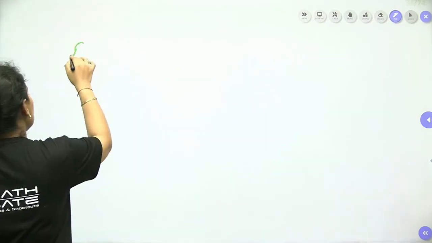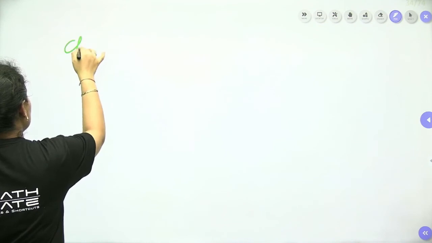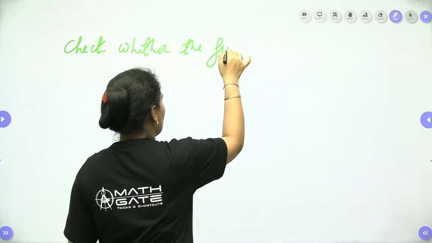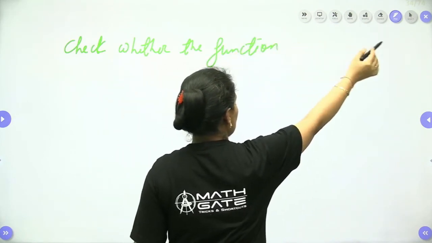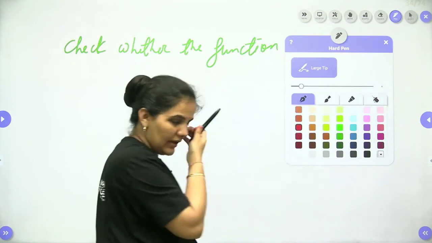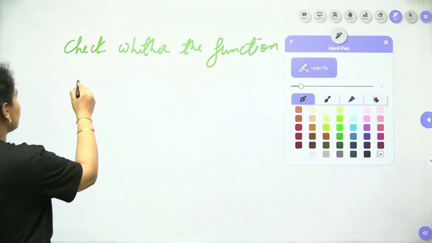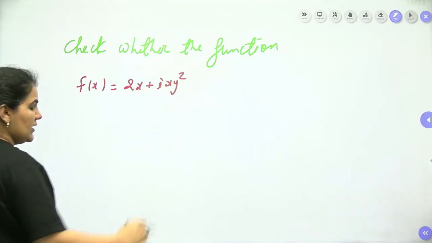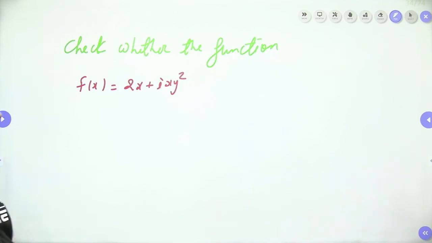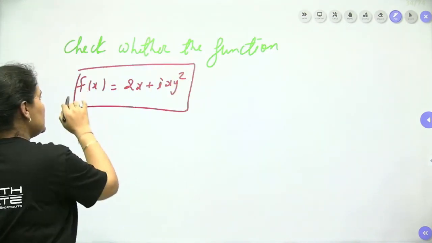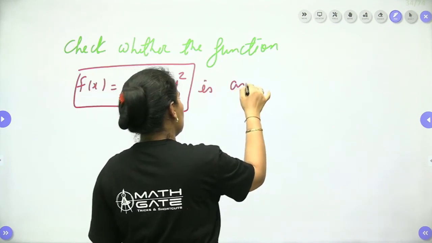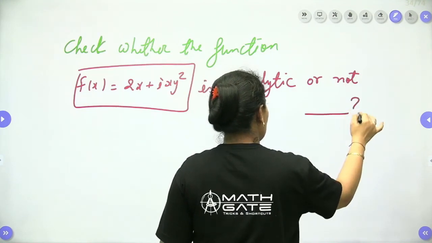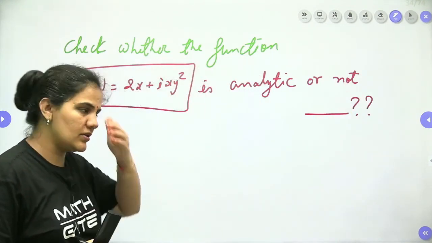Let's have a discussion on an example. Check whether the function f(z) is equal to 2x plus iota xy square is analytic or not. Let's check whether it is analytic or not. After that I will tell you the definition of a harmonic function also, guys, right?